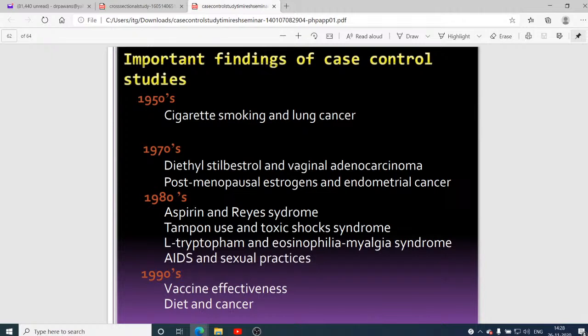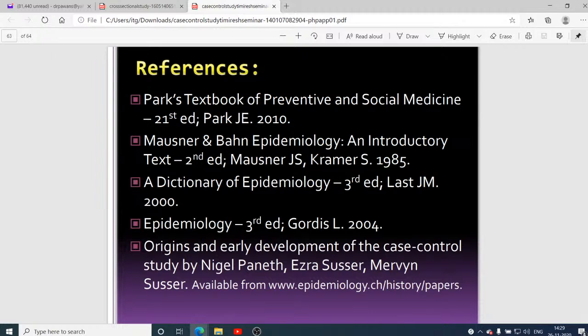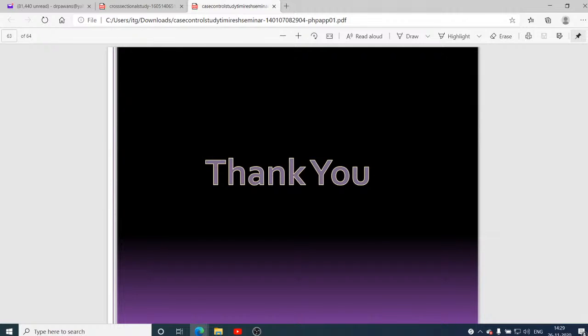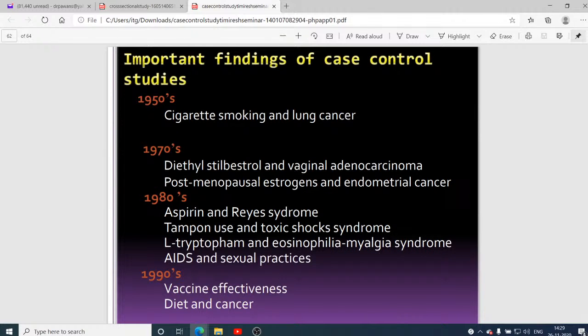Important findings of case control studies are a couple of important findings like cigarette smoking and lung cancer, and diethylstilbestrol and vaginal adenocarcinoma, and all those things. Okay, so we are done with the case control study.